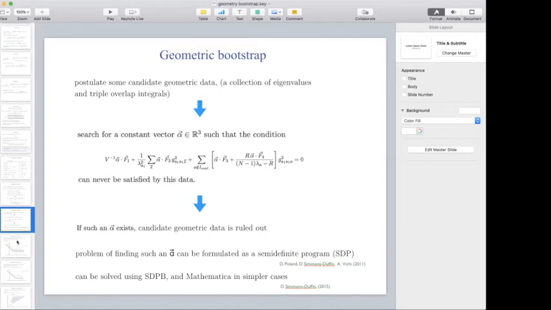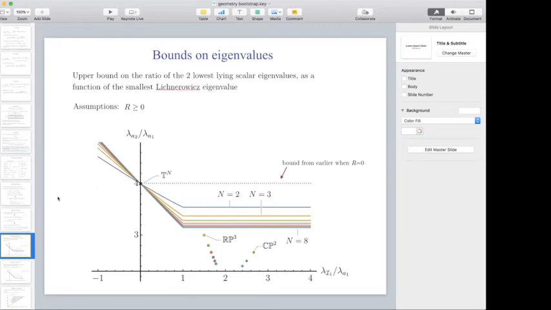Okay, so I'm going to show you just a sampling of some kinds of exclusion plots that we're able to get from these numeric bootstrap procedures. Here is a plot where we're showing an exclusion plot of the ratio of the two lowest lying scalar eigenvalues, lambda A2 over lambda A1, as a function of the smallest Lichnerowicz eigenvalue. So it's basically the second scalar eigenvalue versus the Lichnerowicz eigenvalue in units of the lowest eigenvalue.